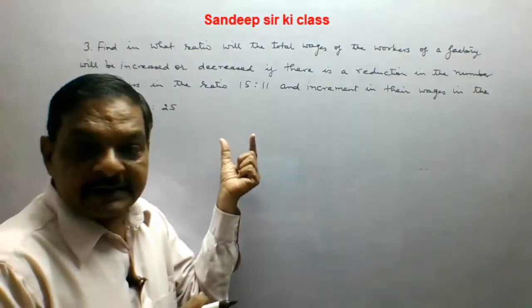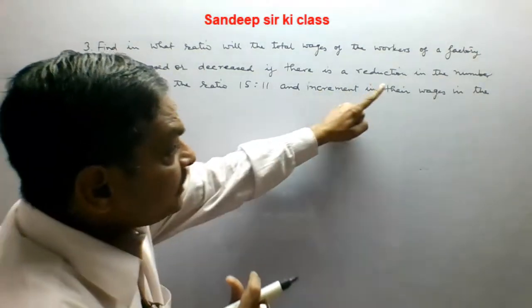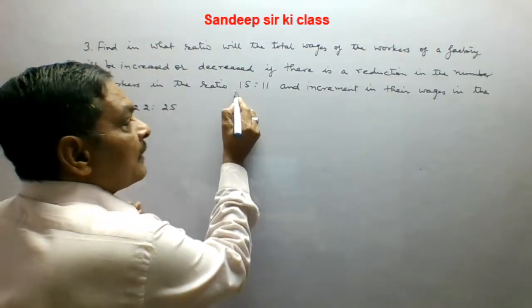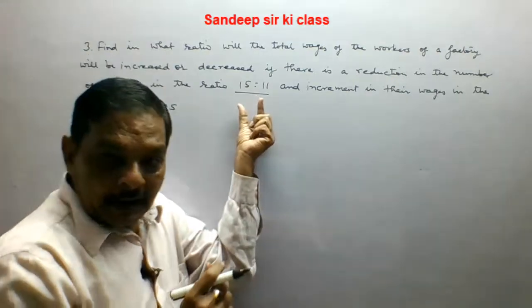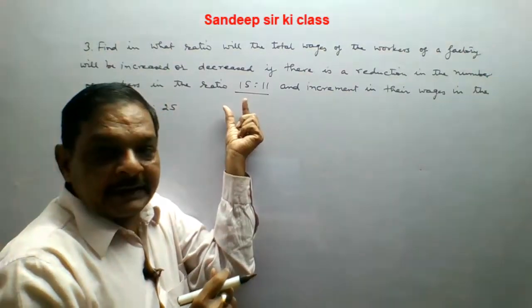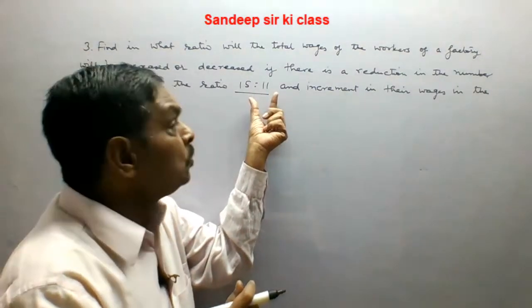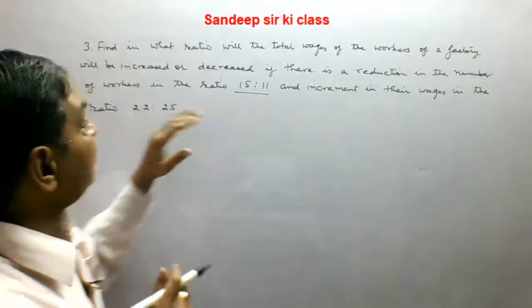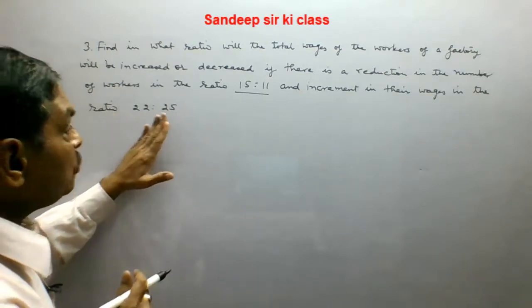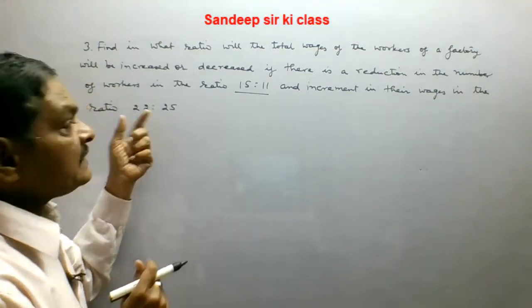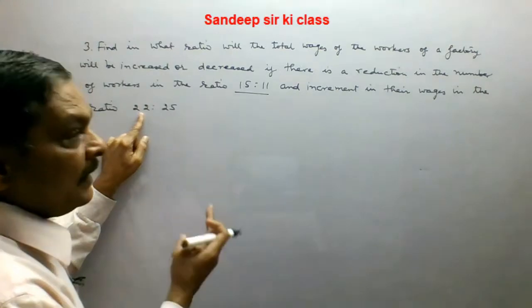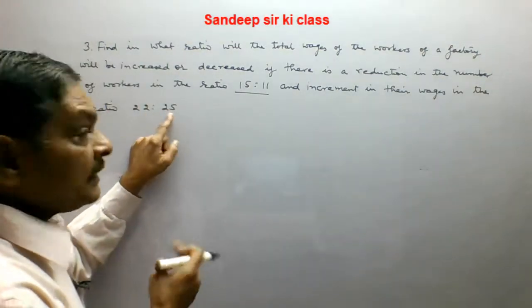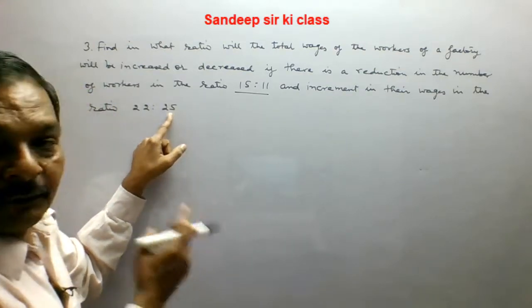Now first we will understand the ratios. Reduction in the number of workers in the ratio 15:11 means if earlier 15 workers were there, now they have been reduced to 11. The second ratio, increment in their wages in the ratio 22:25, means if the earlier wage per worker was 22 rupees, now it has increased to 25 rupees.